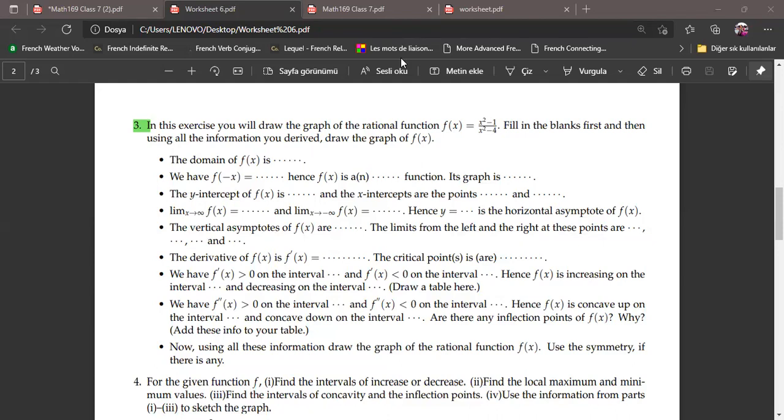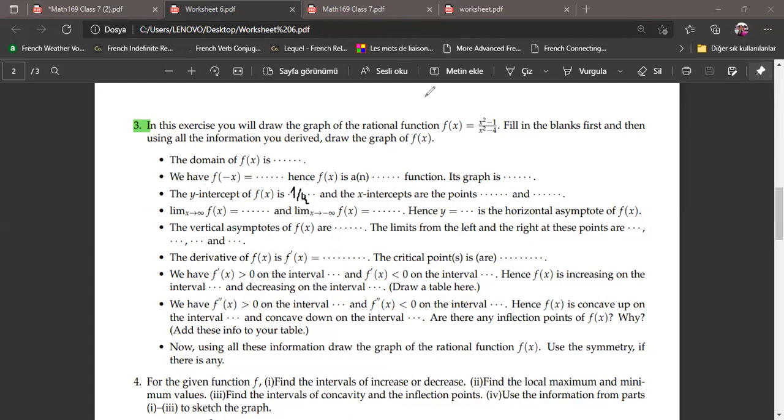Here, the y-intercept is the point where x equals 0. So we just plug x equals 0 here. We will get 1/4. So the y-intercept is 1/4. It means the graph of the function cuts the y-axis at this point, 1/4.